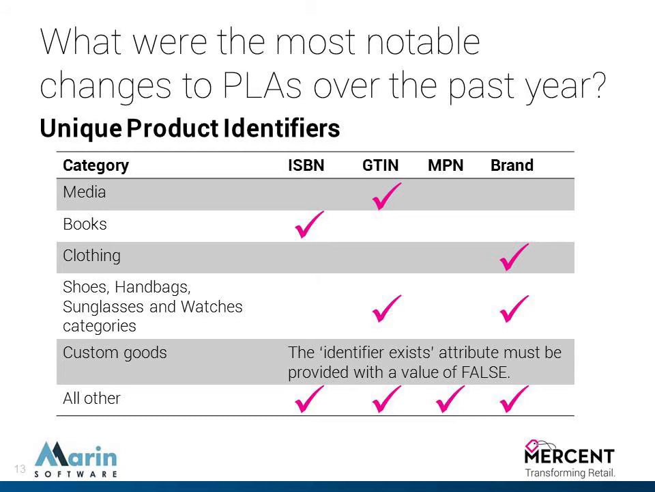It's important to note that other categories do require multiple unique product identifiers. In most cases, it's a combination of GTIN or MPN and brand. So for retailers looking at their data feed before holiday, think about focusing on including UPCs as well as manufacturer part numbers, as well as having a very strong brand attribute being defined within your data feed.